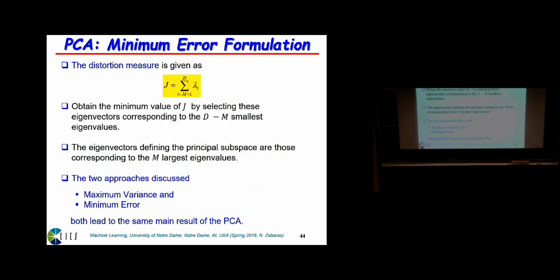So the distortion measure comes to be this, okay? That's why when you do principal component analysis, you will see lots of people plot the sum of the disregarded eigenvalues, because in essence it gives you a measure of how much projection error you make, okay?